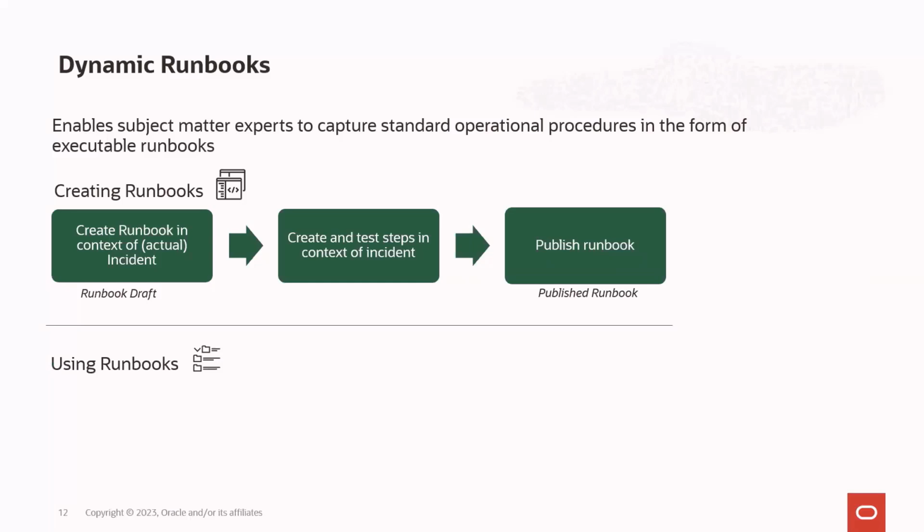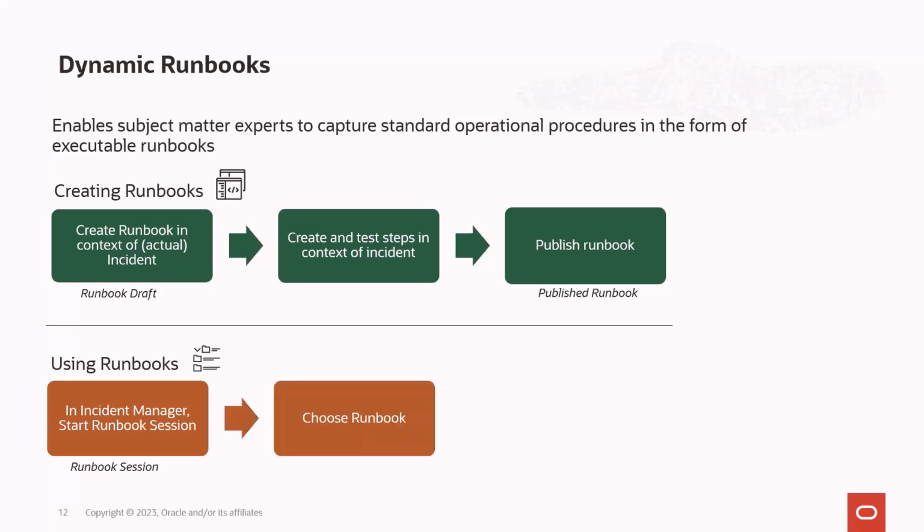ITOps teams have access to runbooks in Incident Manager. In Incident Manager, they will see the appropriate set of runbooks that are applicable to that incident. He can start a runbook session, choose a runbook, and execute each step in the runbook. If credentials are needed, he may be asked to specify these. Once he has completed the runbook and hopefully has resolved the incident, he can mark the runbook session as done.